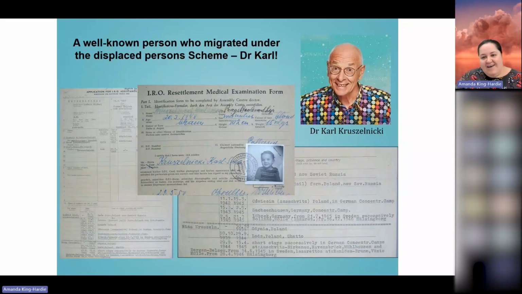And here we have quite a famous Aussie who spent some time at Bonegilla, so you probably recognise him, Dr. Karl. Dr. Karl came to Australia as a 2-year-old with his parents Ludwig and Rena in 1950. Before the war, Ludwig, Karl's father, had been a journalist in a city under Polish control.